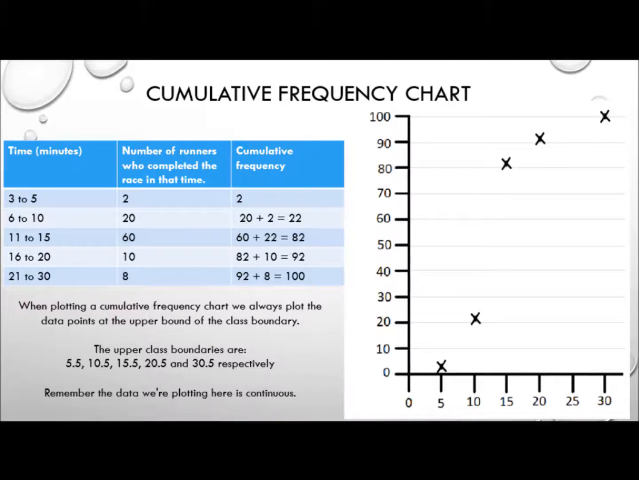Now when plotting a cumulative frequency chart, we always plot the data points at the upper bound of the class boundary. In this case the upper class boundaries are 5.5, 10.5, 15.5, 20.5 and 30.5 respectively. So for the times of 3 to 5 we would plot it at 5.5. From 6 to 10 we plot it at 10.5. From 11 to 15 we plot it at 15.5. From 16 to 20 we plot it at 20.5. And from 21 to 30 we plot it at 30.5.